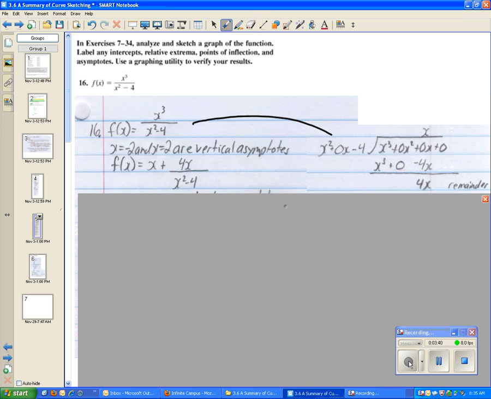So we did this. We went from here to here. Now we're going back to here. So rewrite your function. I've rewritten x cubed over x squared minus 4 to be x plus the remainder 4x over the divisor, x squared minus 4. So it's always the quotient on top plus the remainder over the divisor.